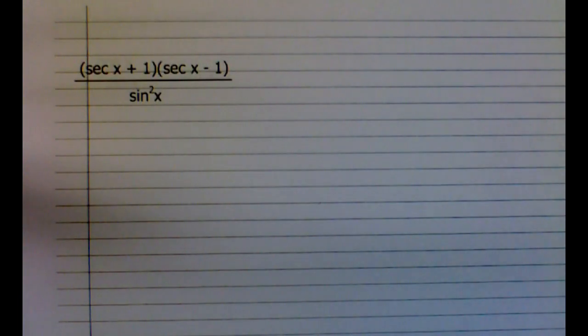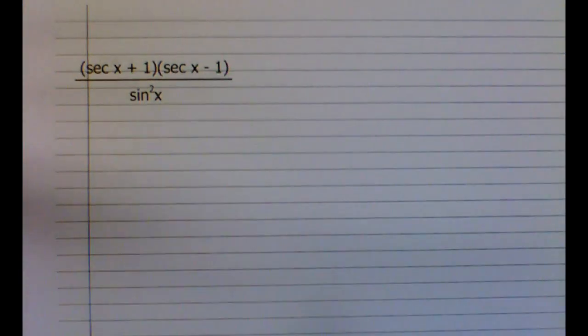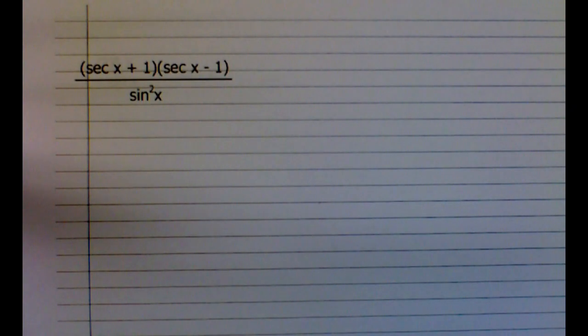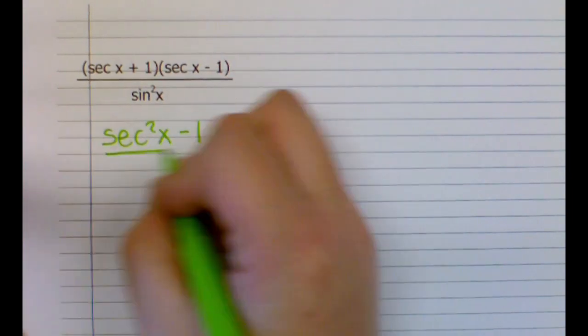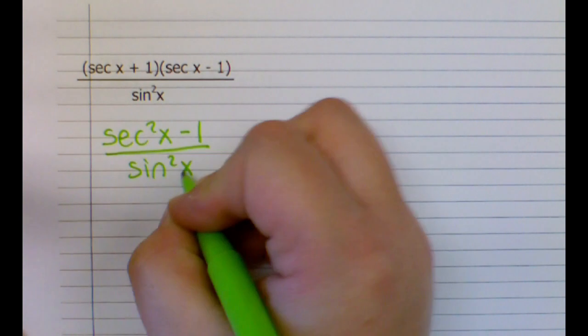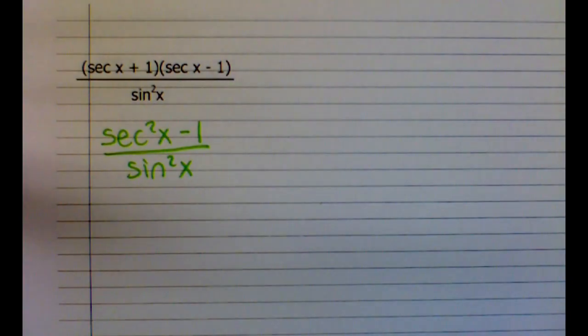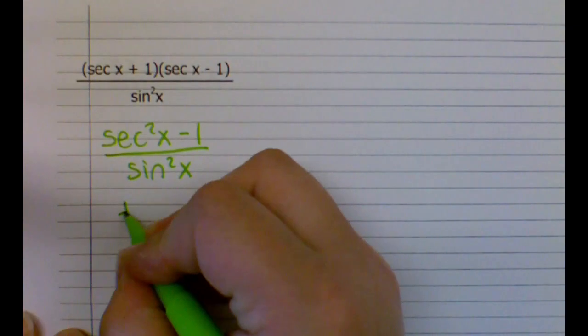All right, this one looks all sorts of crazy, but I see conjugates up here. I'm going to multiply them together. That makes secant squared of x minus 1 over sine squared of x. Secant squared minus 1 is a version of a Pythagorean identity. It gives me tangent squared of x.